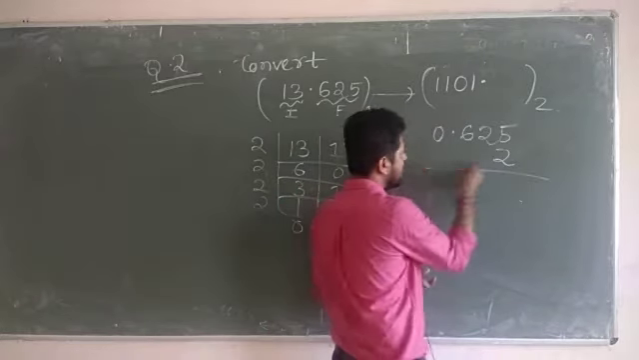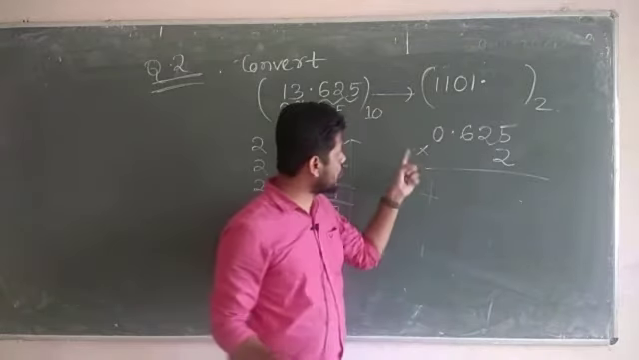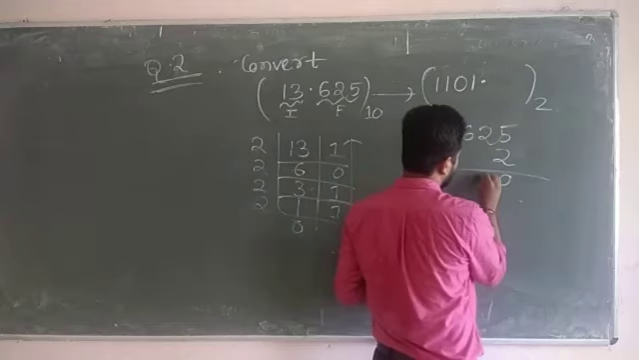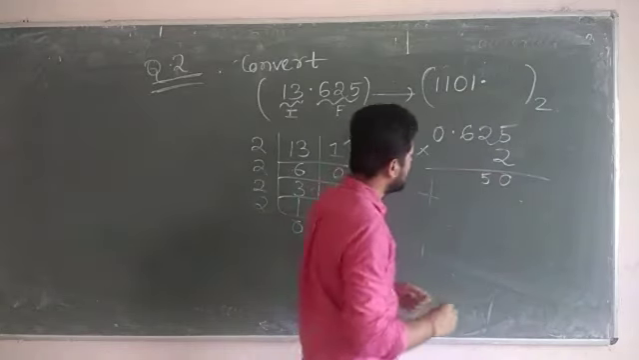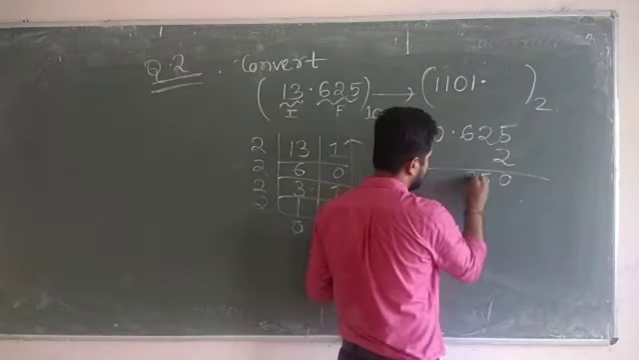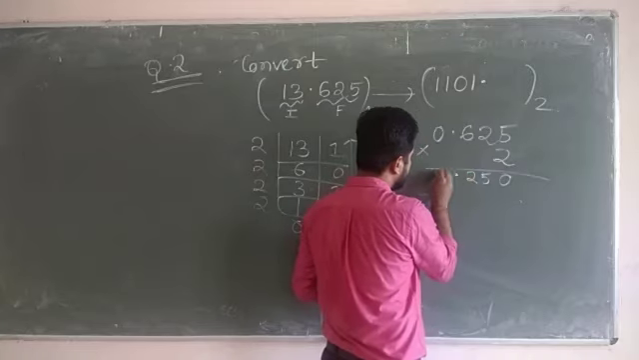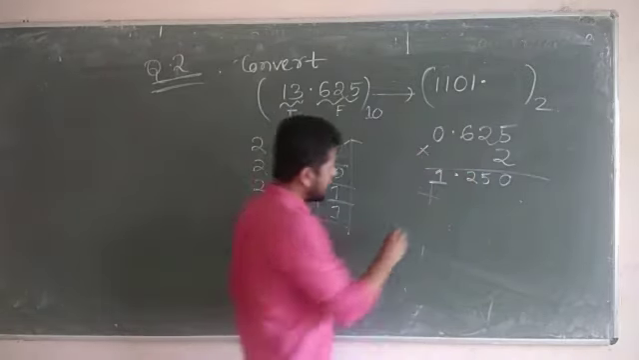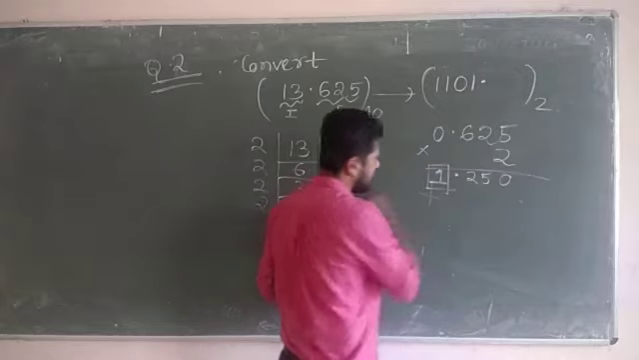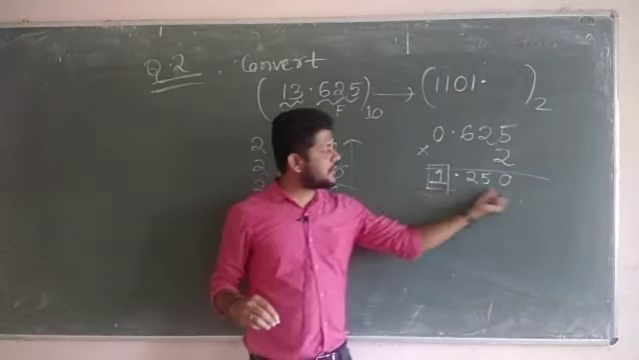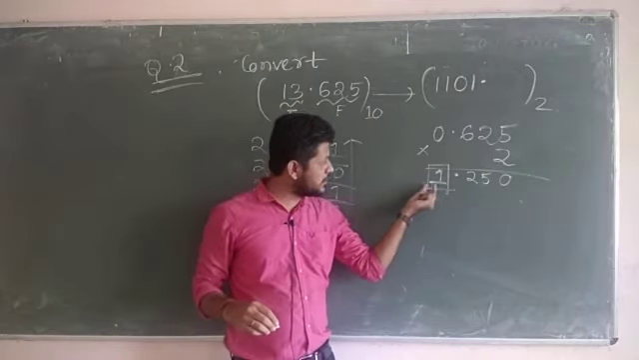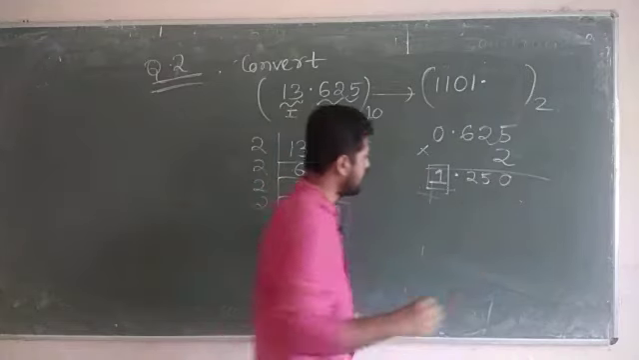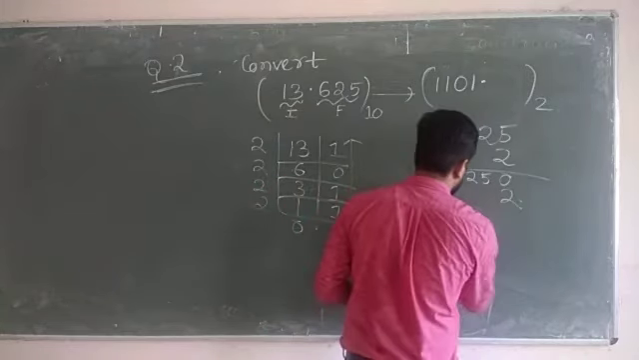So you need to multiply. Cross means multiply. So 2 into 5 is 10, that means 0 carry 1. 2 into 2 is 4 plus 1 is 5, then 2 into 6 is 12. So this is your 1. Keep that number 1, which is your integer part now, take it away and multiply the rest of the part with 2.